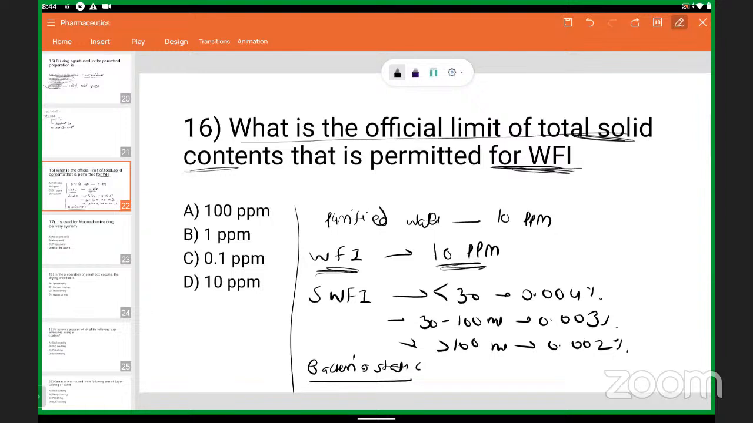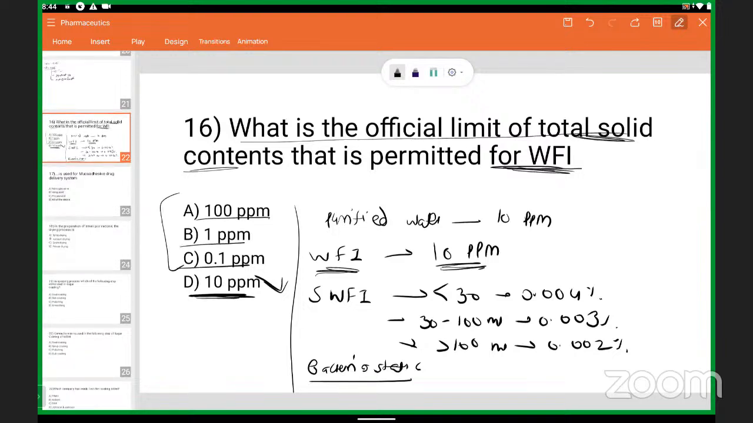So option D, see, 10 ppm is provided. Option D is the right answer for this question. 100 ppm, 1 ppm and 0.1 ppm are not suitable options. Okay, let's move to the next one.